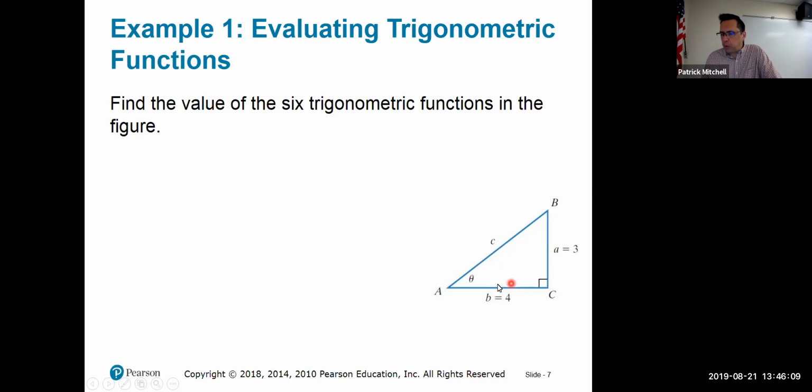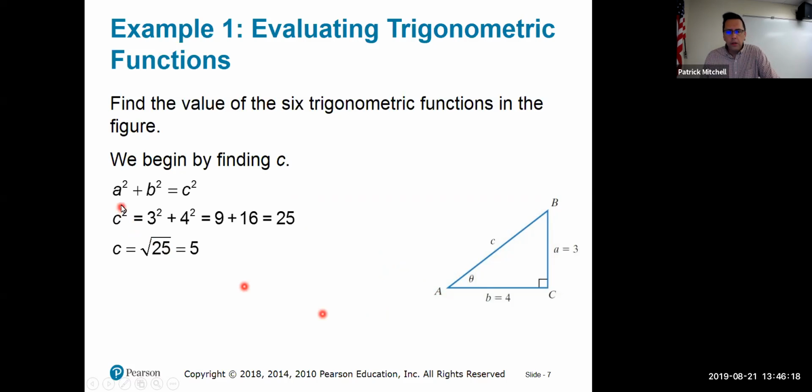The Pythagorean theorem says that a squared plus b squared equals c squared. We'll use that to find our hypotenuse. A is 3, b is 4, so 3 squared plus 4 squared equals c squared. 3 squared is 9, 4 squared is 16, and 9 plus 16 is 25. So c squared is 25, which means c is the square root of 25. C is 5.